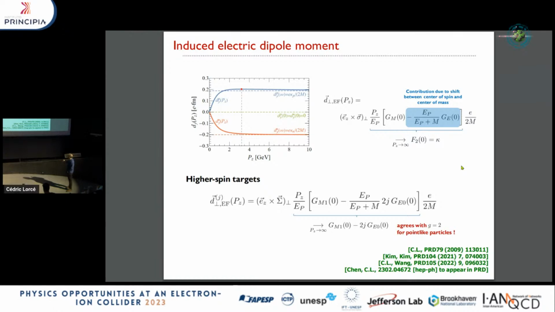And you can generalize this to any spin. You get a generic formula, which is compatible with what you get in the light front if you look at the infinite momentum frame. And the nice thing is that for a point-like particle, you will have no electric dipole moment in the infinite momentum frame, and this amounts to having a gyromagnetic ratio g equal to 2. So it's an interesting observation that was made before. Of course, if you have internal structure, g deviates from 2.